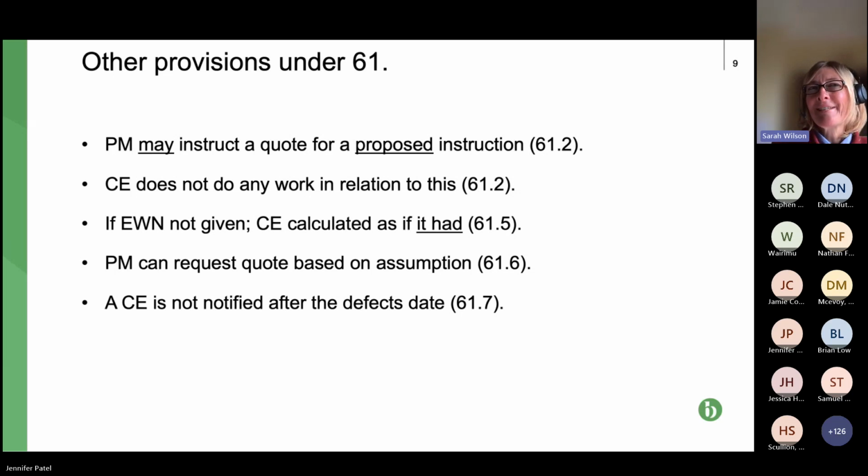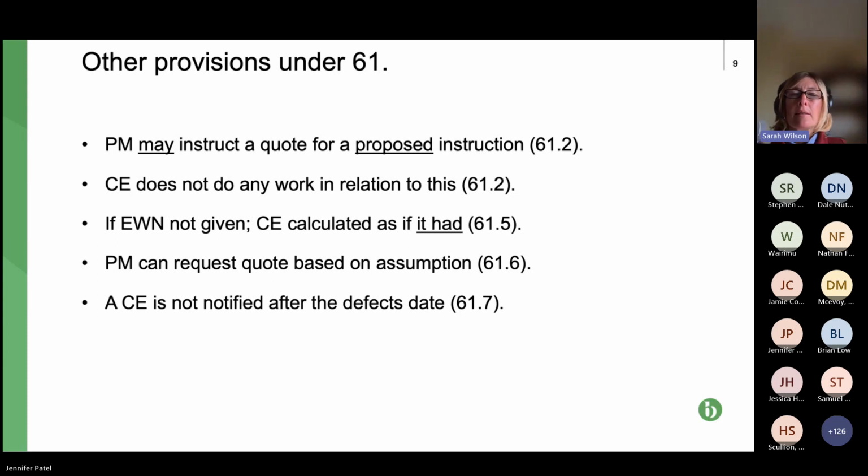The exception to that is this clause 61.2, where the PM issues a quote for a proposed instruction. And the key there is the underlined word proposed. Now, this is the facility, and it's in line with the general NEC ethos about no surprises, particularly for the paying party, where typically the client, the employer, is thinking of instructing this change. What's the quote? Effectively, what would it cost if we instructed this change?